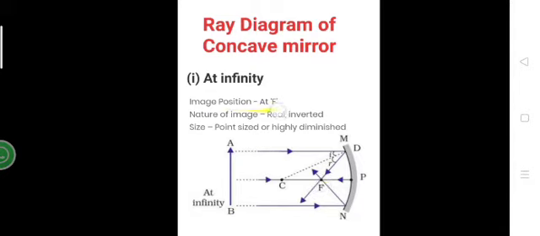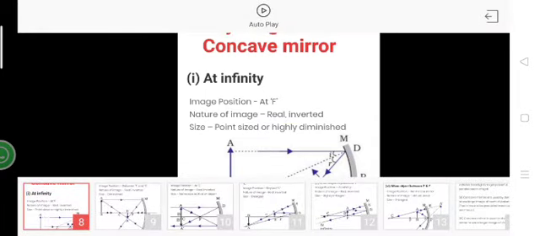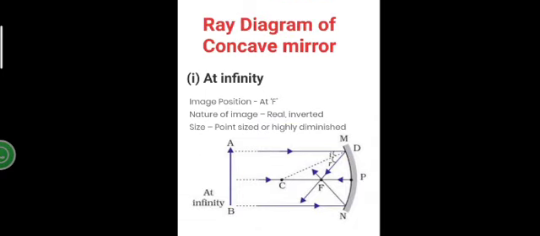So the image position is what? At F. And the nature: we know that real images are formed where rays actually meet. So here rays actually meet at point F. So the nature is what? Real. And if real, then it must be inverted. And we all know that if we see far objects, the image will be very small. So it is point size, highly diminished, or very small.